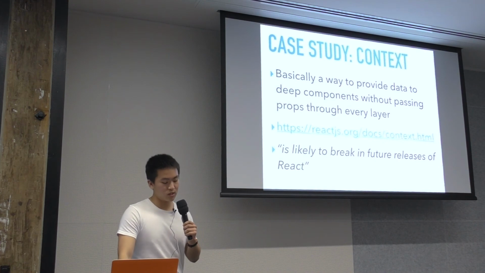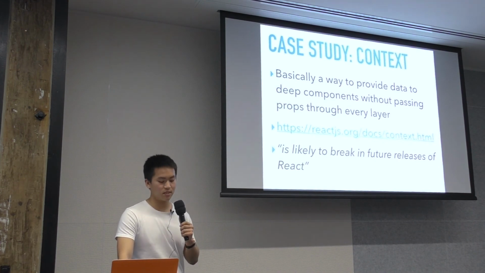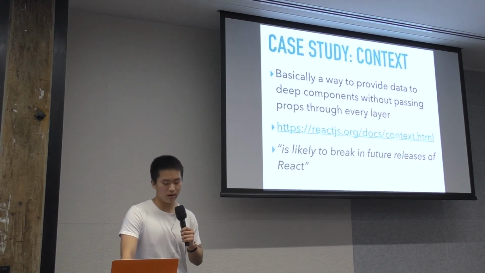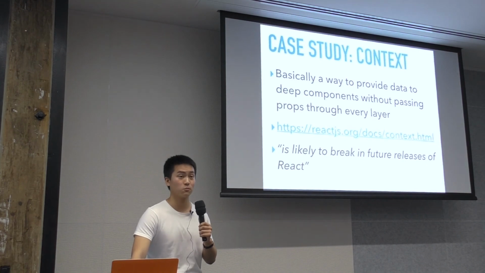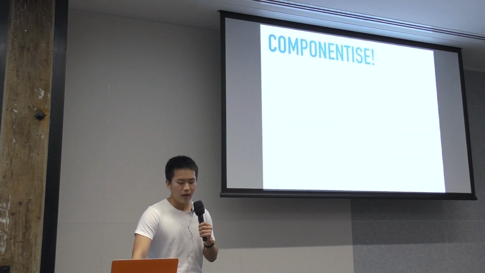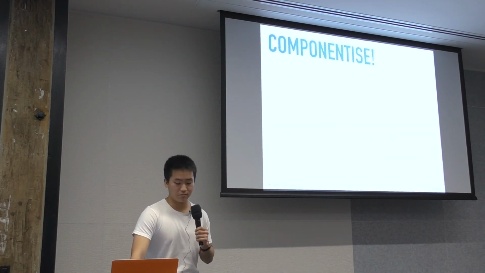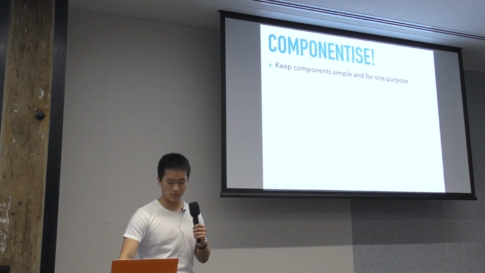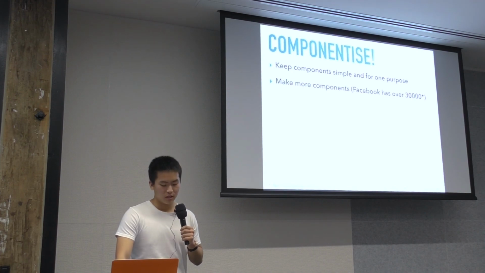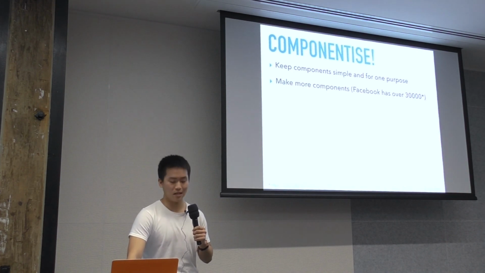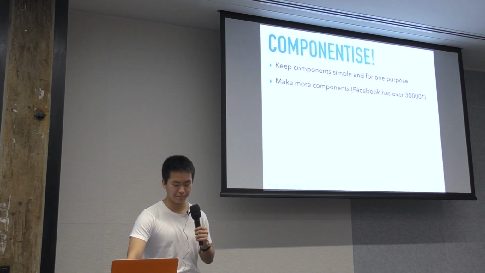Well then, what do we do about this? How do we use the context API whilst being as flexible to future change as possible? How do we be as flexible to future change as possible, full stop? I believe that the answer lies in componentization. So just keep React components as simple as possible and for one single purpose. Make more components. So when Facebook released React 16 last year, they stated on their website that they have currently more than 30,000 components just on their main repository.